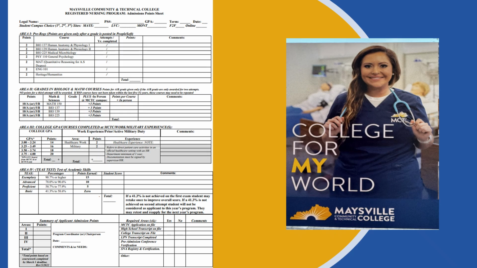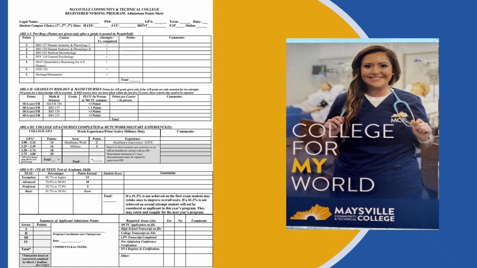And I recommend if you score in the basic area, a 41.3 to a 58.6, that you consider taking that examination again, studying, and then retaking the examination so that you do get points. We have a lot of people that take the examination and get 5 points. We have some that get 10 points, and we have very few that get 15. But I would definitely shoot for at least 5 points. It's just going to increase your chances of getting in.